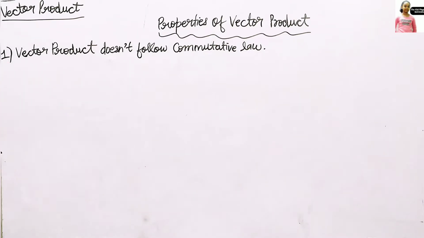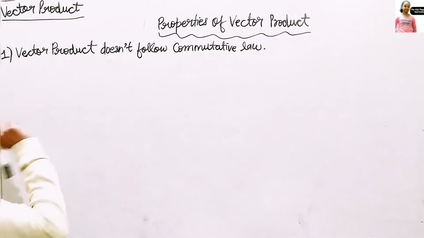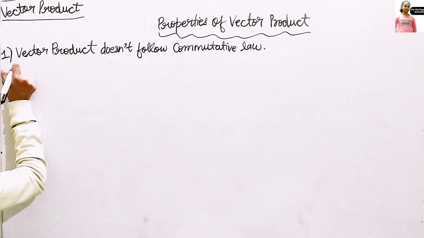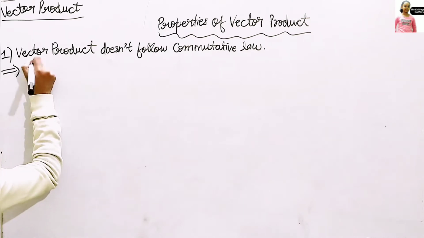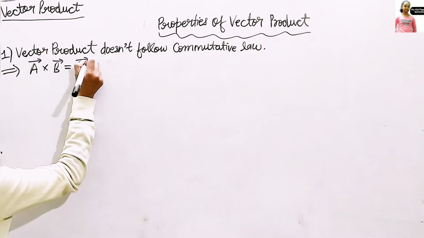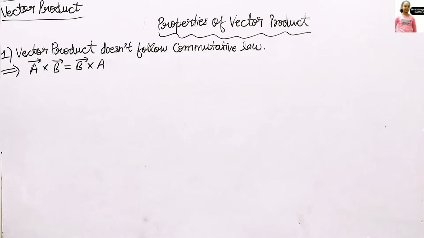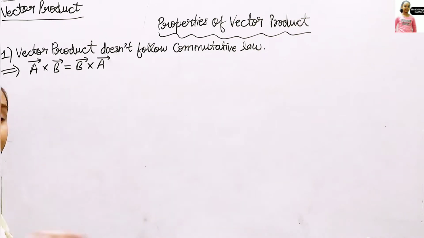I'm only going to take one example, then we will go to our second property. So, for example, we have to prove vector A cross B is equal to vector B cross A. So, if vector A cross B is equal to vector B cross A, let us see it.